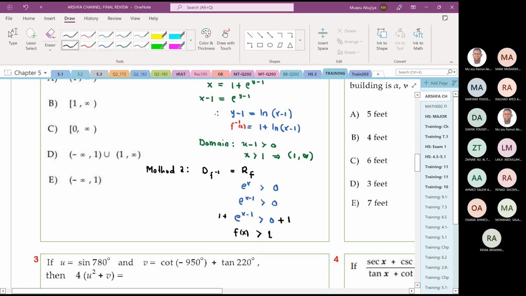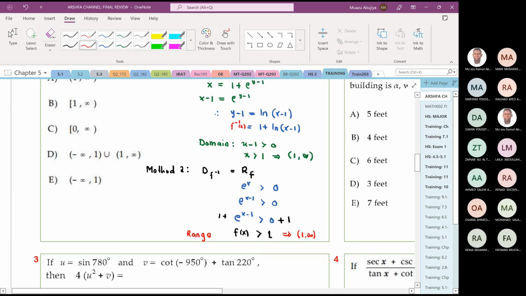So you can see that the range of f is going to be equal to the domain. So the domain is going to be 1 to infinity. That is going to be equal to the domain of the f inverse. So whichever we follow, we get the same answer. You can also use the concept of the graph here.